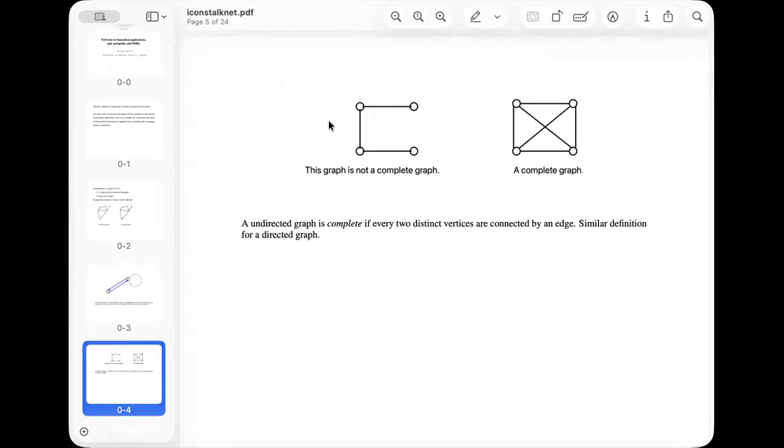We need one piece of terminology. An undirected graph is called complete if there is an edge between every two distinct vertices. For example, the graph in the picture on the left is not complete because there are some edges missing. The graph in the picture on the right is complete. There is an edge connecting every pair of distinct vertices. The definition is similar for directed graphs, but we require that there is a directed edge in both directions.